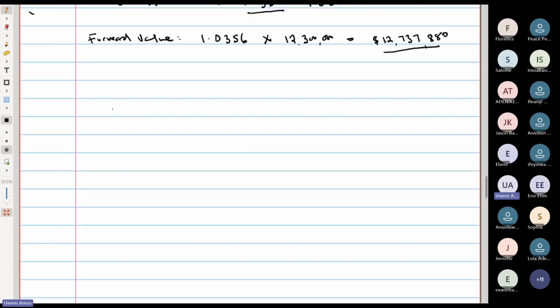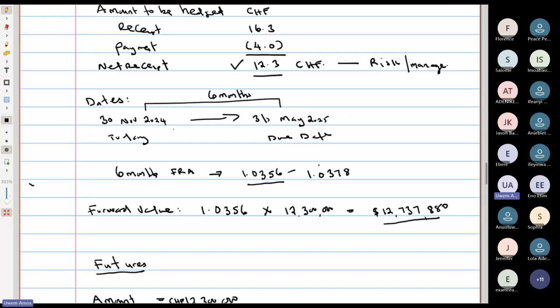So let's put our futures here. Our amount is 12.3 million Swiss franc. That is the amount. I'll just be going up and back so that we stick to the steps, since these are the steps I wrote down, so that we're consistent with them. So that's the first thing, we know what the amount is.